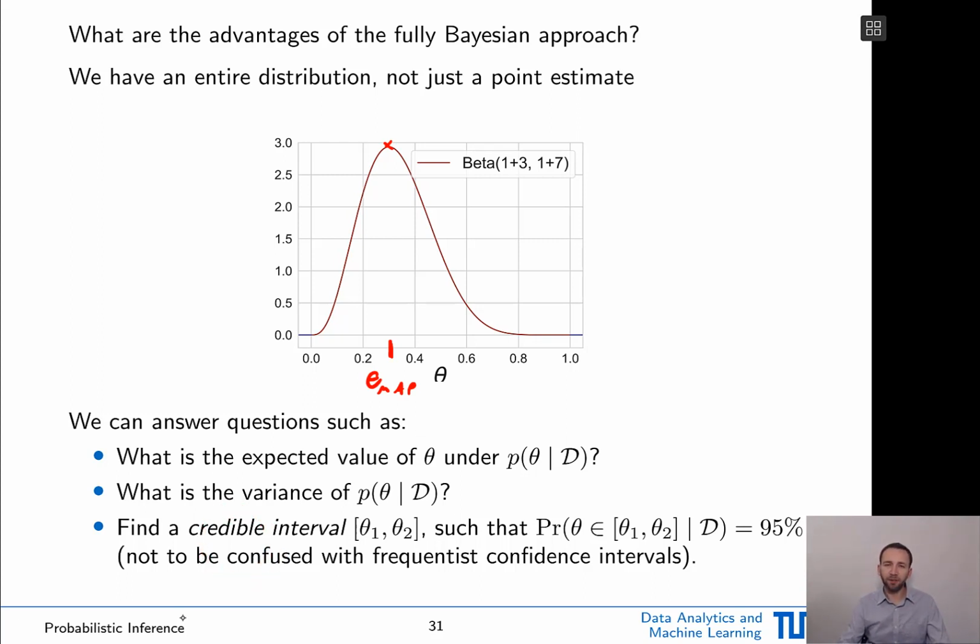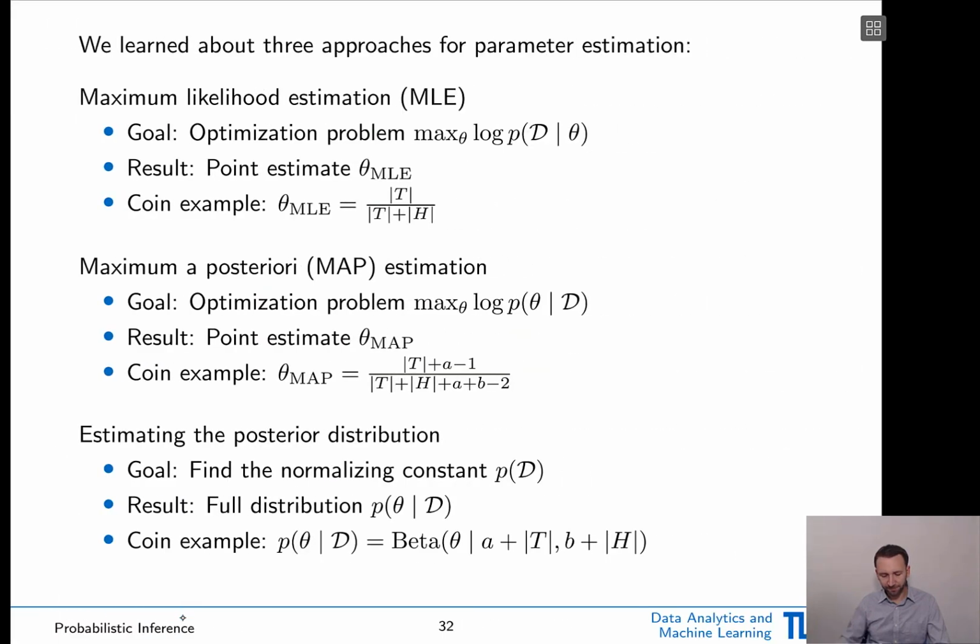Okay, so long story short, the posterior distribution really gives you more information. It's much more helpful. If you can compute it, go for it. In many cases, however, you can't compute it. And then, of course, you can go with these point estimates.